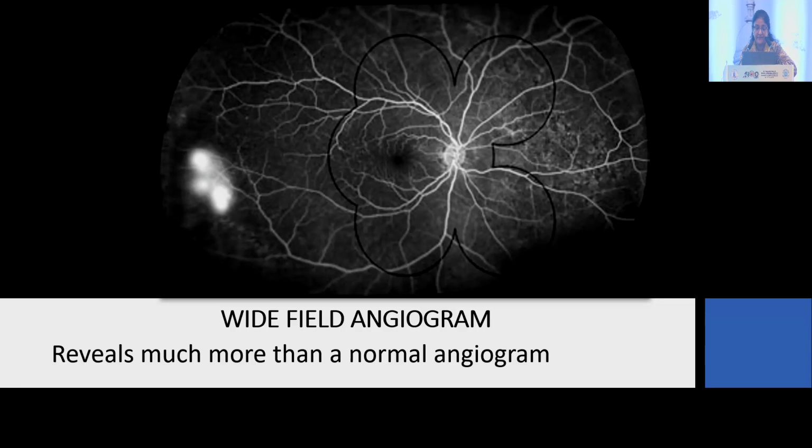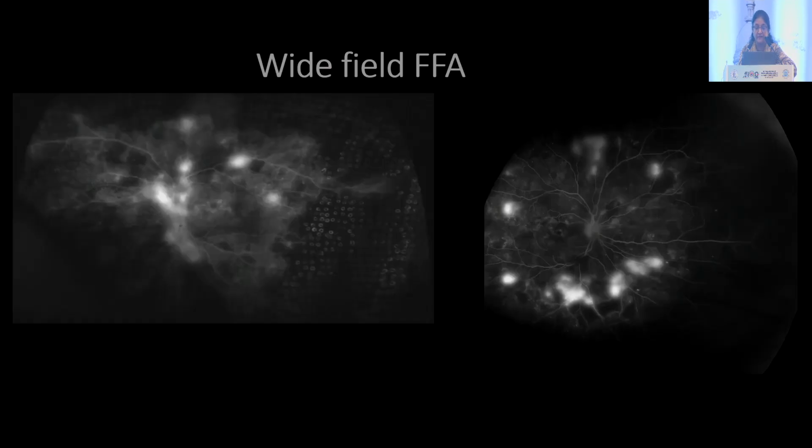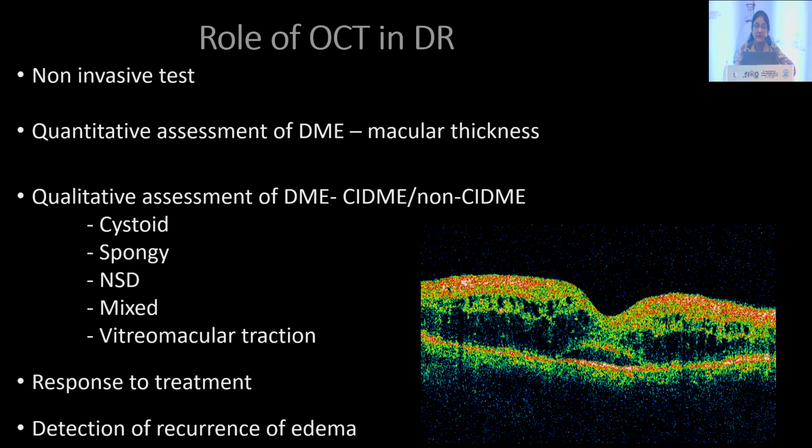This is a wide field angiography, and it reveals much more than a normal angiogram. In a normal angiogram, you're able to assess only the central part, but many a time you may have the pathology lying in the far periphery, which is much better picked up on a wide field angio. This is again a wide field FFA, showing extensive CNP areas and persistent neovascularization in the far periphery, requiring addition of laser photocoagulation.